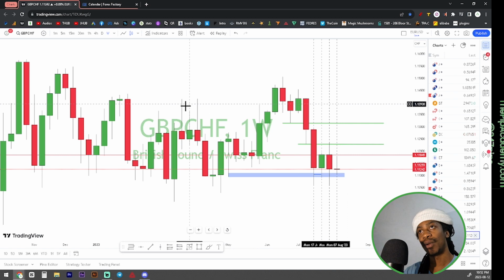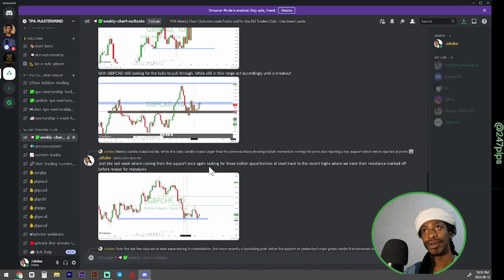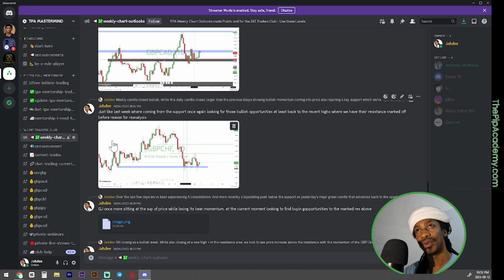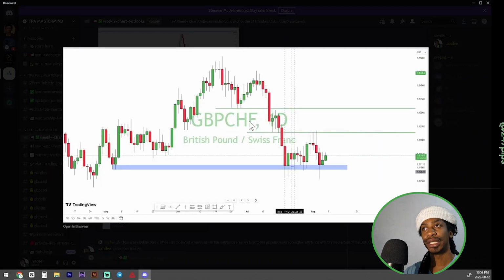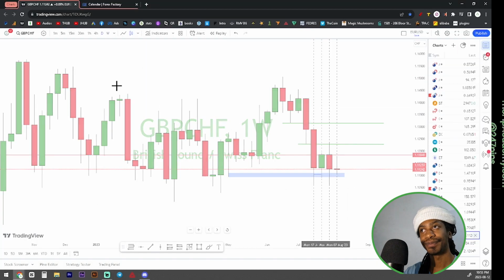Now, apart from that, we have the pound Swiss, which did close as an indecision bearish candle there. Let's take a look at our Telegram, at our Discord, what was going on. So we did come back up to the green area, battled with price down below. This is the daily time frame.